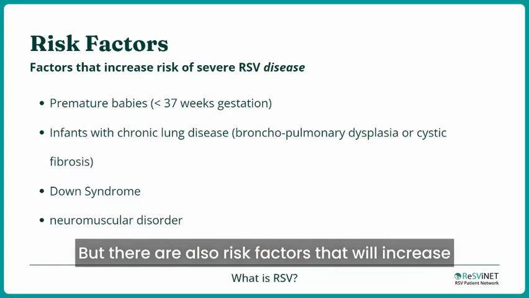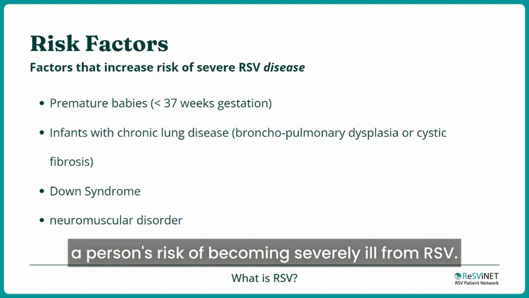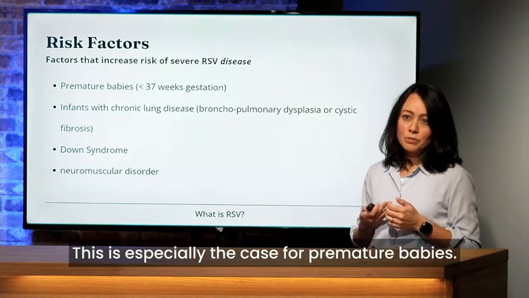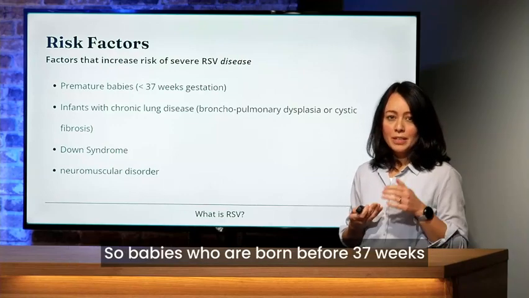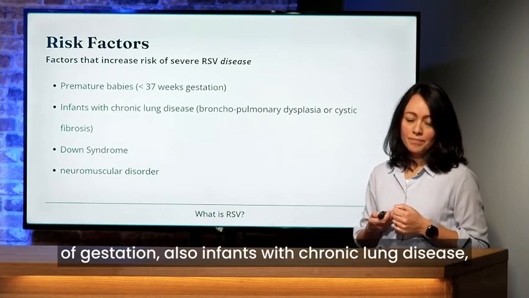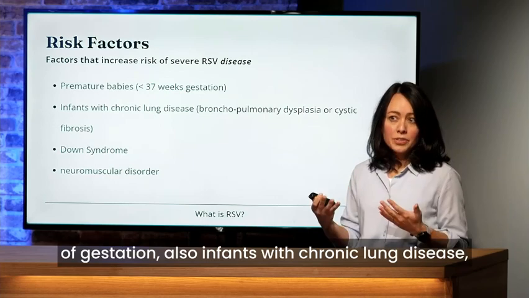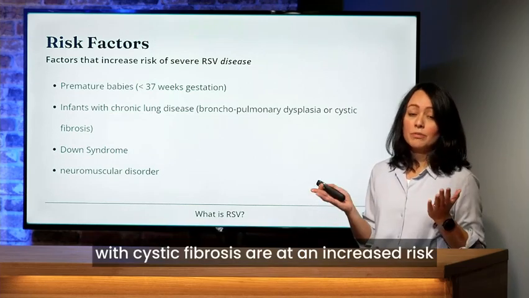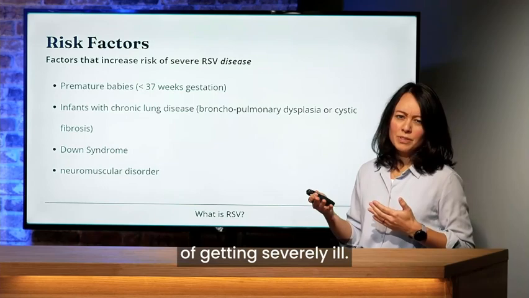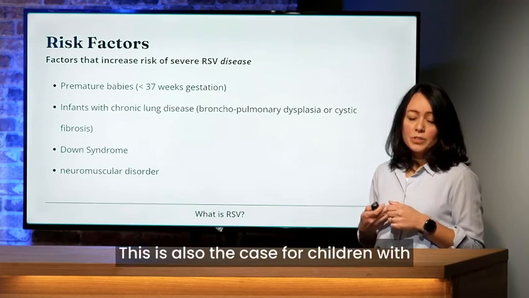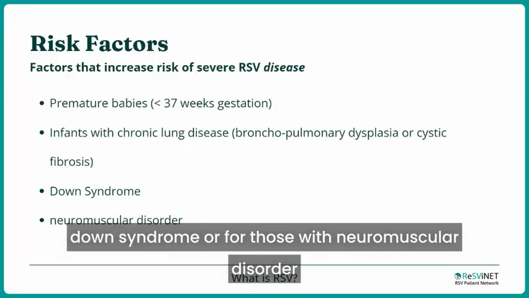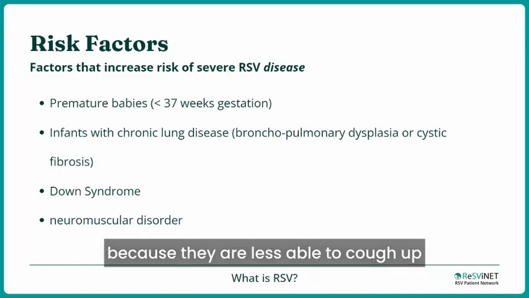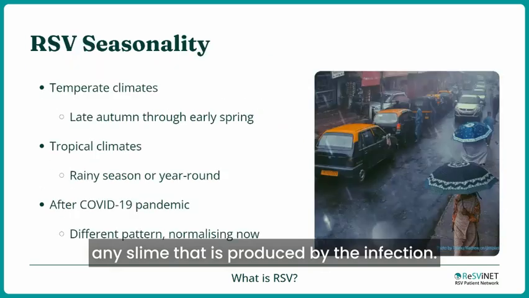But there are also risk factors that will increase a person's risk of becoming severely ill from RSV. And this is especially the case for premature babies, so babies who are born before 37 weeks of gestation. Also infants with chronic lung disease, so for instance those with bronchopulmonary dysplasia or with cystic fibrosis, are at an increased risk of getting severely ill. This is also the case for children with Down syndrome or for those with neuromuscular disorder, because they are less able to cough up any slime that is produced by the infection.